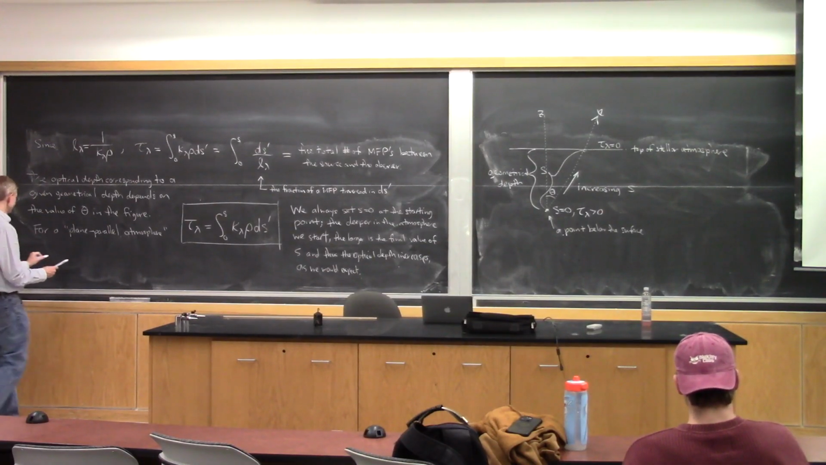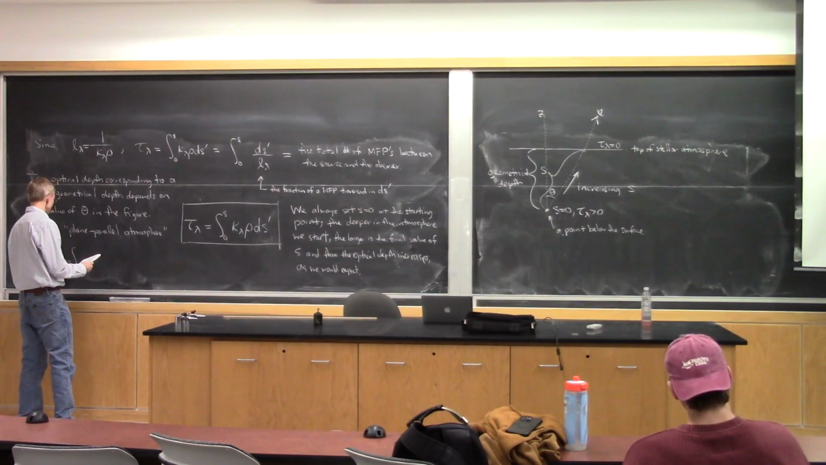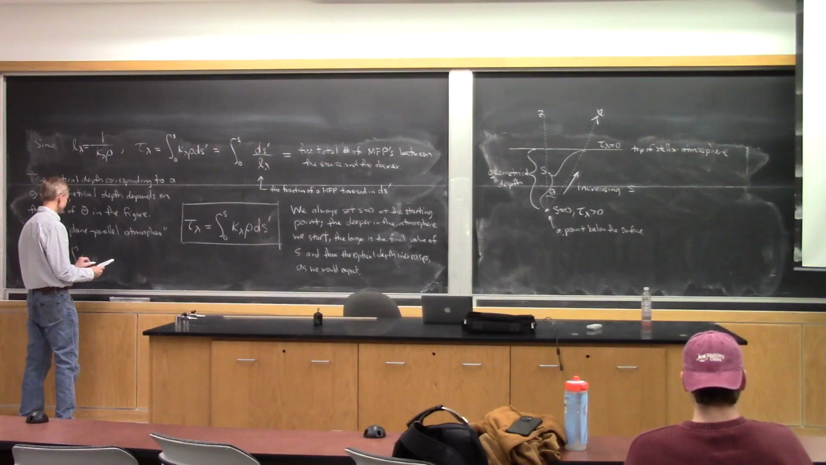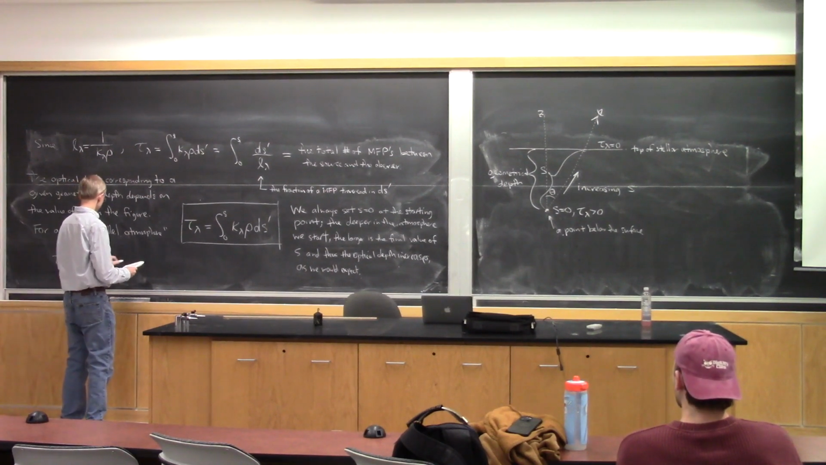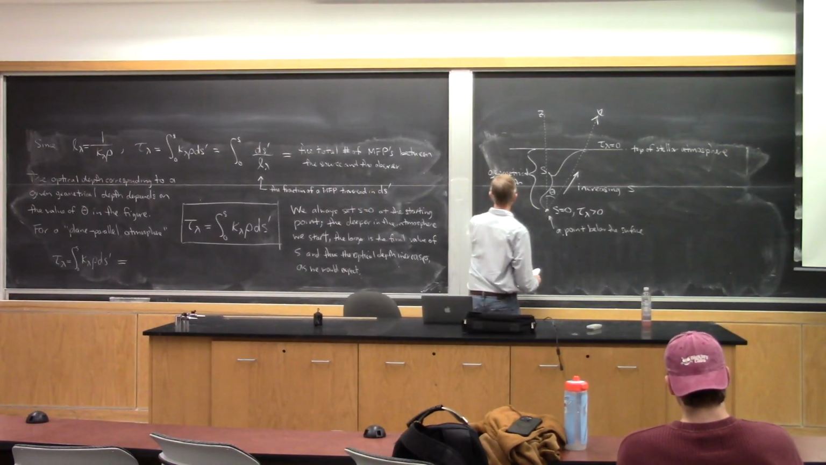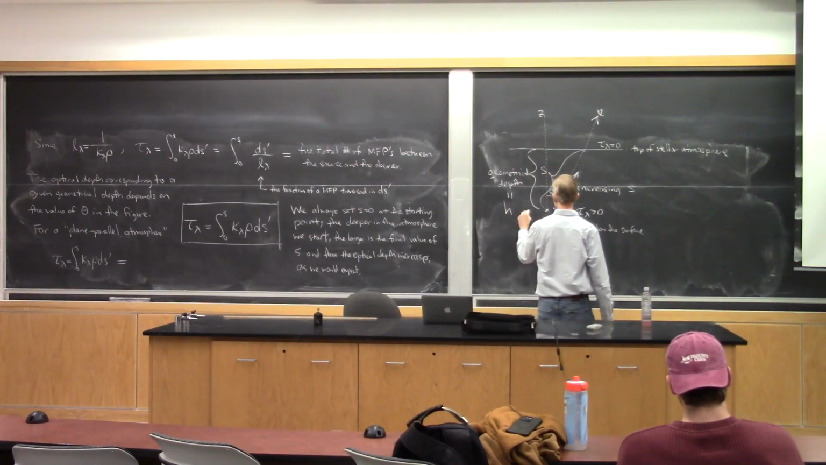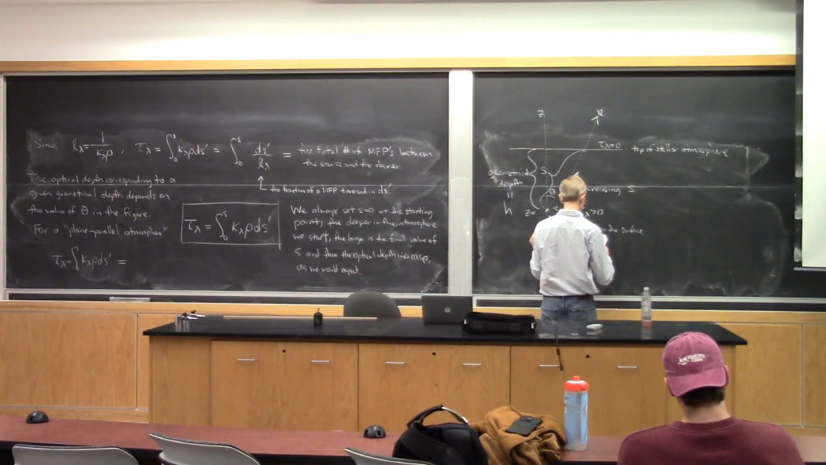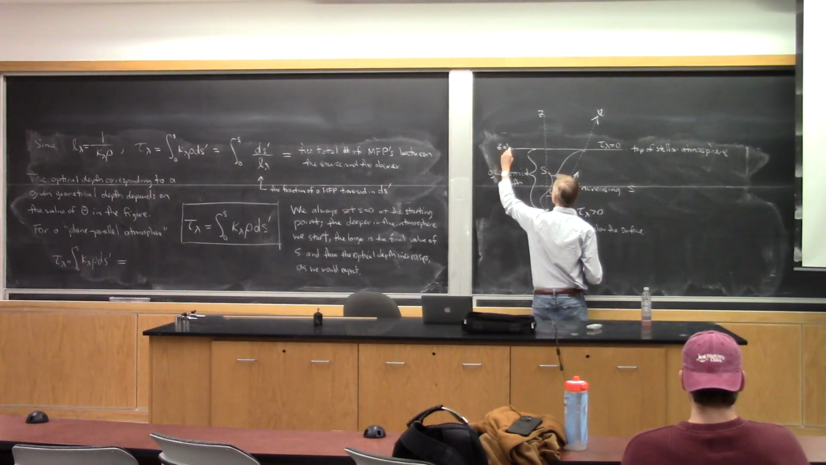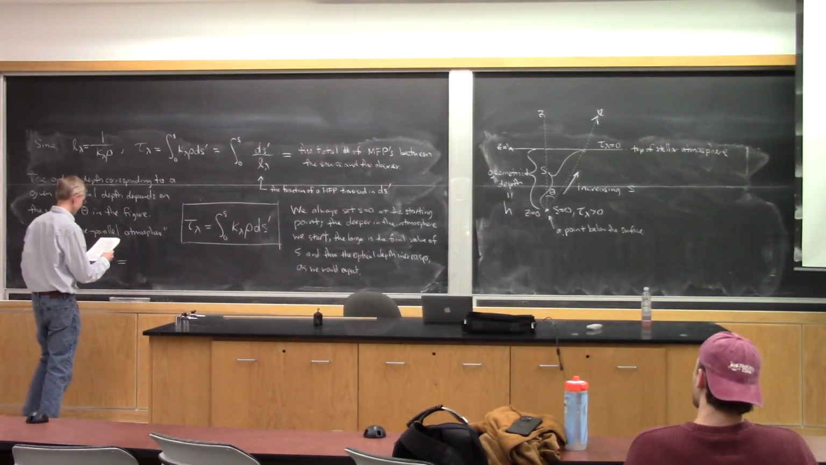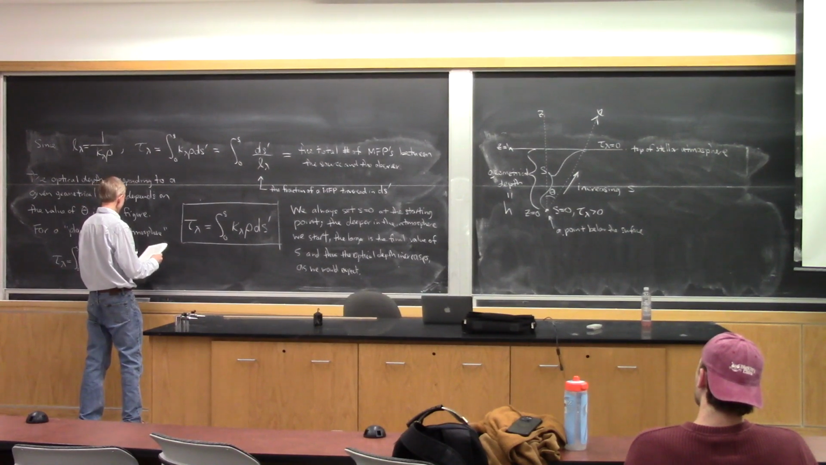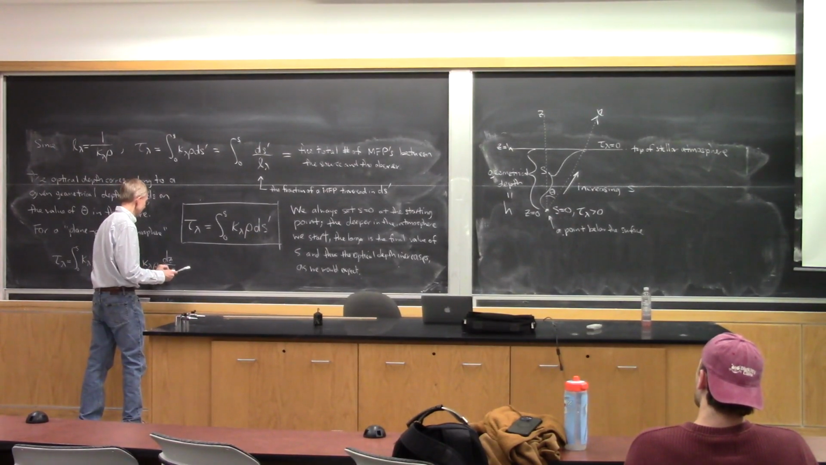For a plane parallel atmosphere, tau lambda is the integral from 0 to s of kappa lambda rho ds prime. Right before I had minus the integral from s to 0 of kappa lambda rho ds prime, but that's the same thing as the integral from 0 to s. Well, if we call the geometrical depth h, so this point is at z equals 0, and the top of the atmosphere is at z equals h, the integral from 0 to s of kappa lambda rho ds prime will be the integral from 0 to h of kappa lambda rho times dz over the cosine of theta.